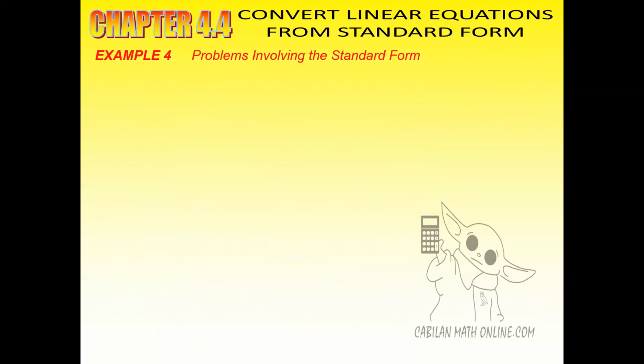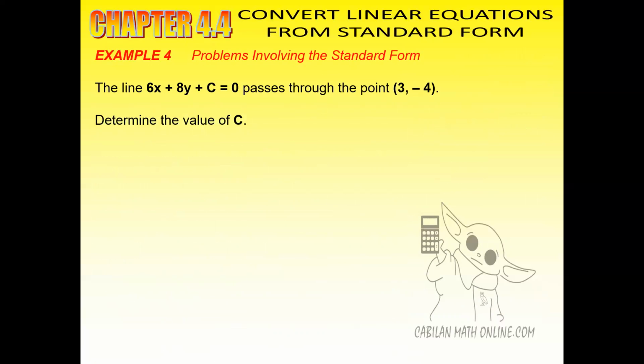All right, so for the last example, we're going to look at other ways to solve for the standard form when there's missing pieces of information. It says here, the line 6x plus 8y plus c equals 0 passes through the point (3, negative 4), and we want to determine the value of c. Pay very close attention to this example, because it is a very technical example.